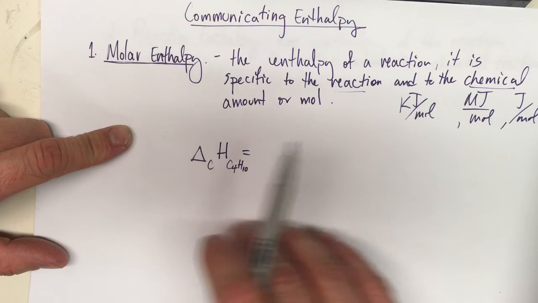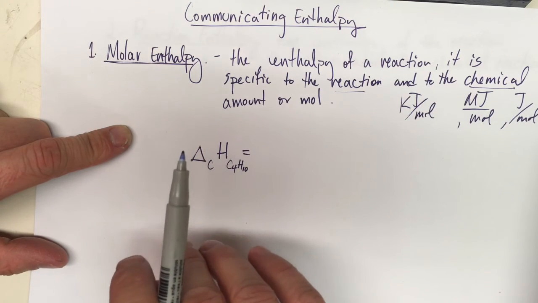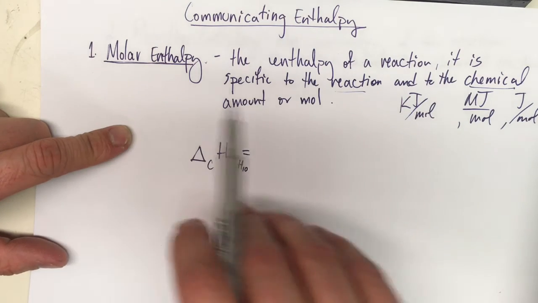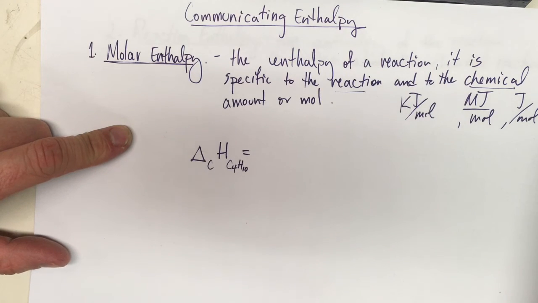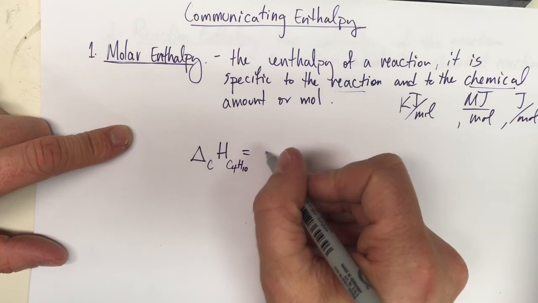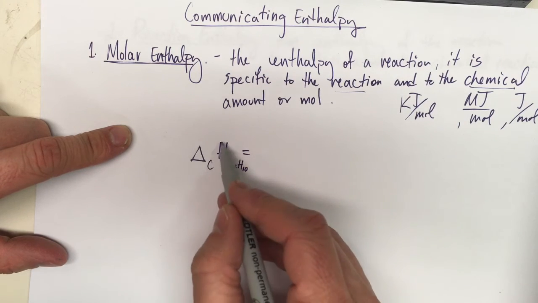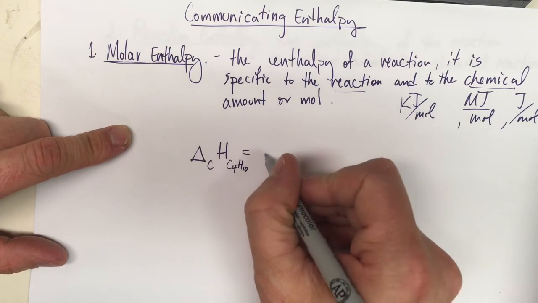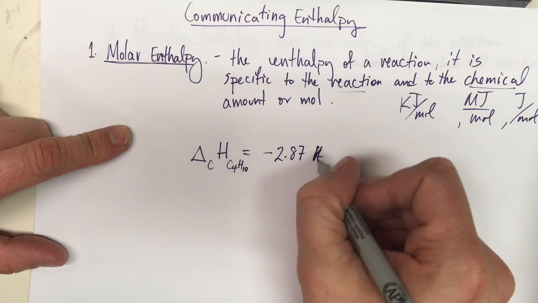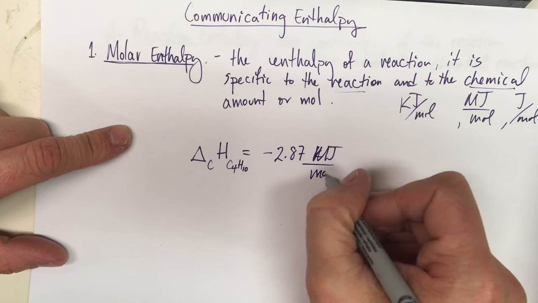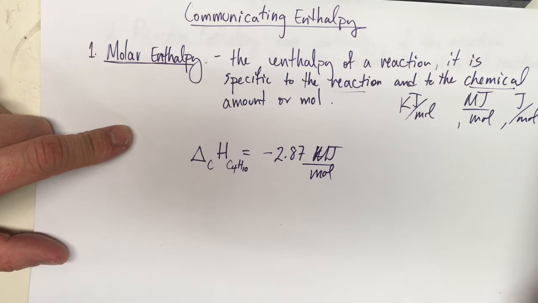So if you were calculating the molar enthalpy of combustion for butane using a calorimeter, you're dividing by the number of moles of butane that are burned. So since the change in enthalpy for the combustion of butane is negative 2.87 megajoules per mole, that's communicated this way.